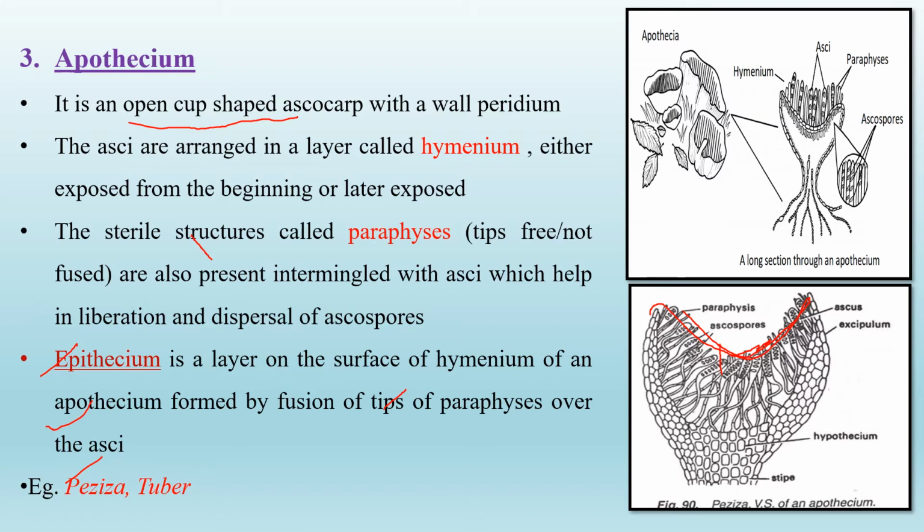Just once more, the apothecium is an open, cup-shaped or saucer-shaped ascocarp with a wall, the peridium. Asci are arranged in a layer known as hymenium, either exposed from the beginning or later exposed. Sterile structures called paraphysis help in the liberation of ascospores. Epithecium is a layer on the surface of the hymenium, formed by fusion of tips of paraphysis over the asci, and it is found in Pezizia and Tuber.